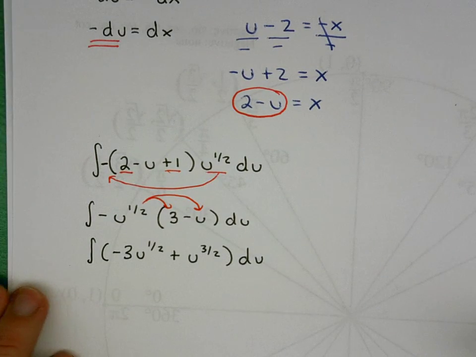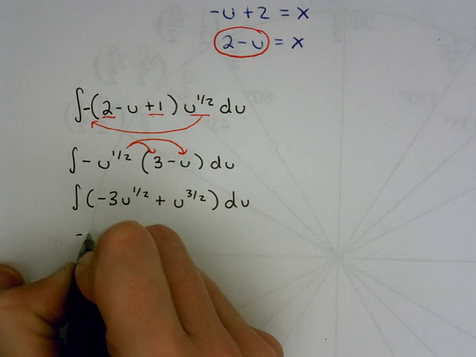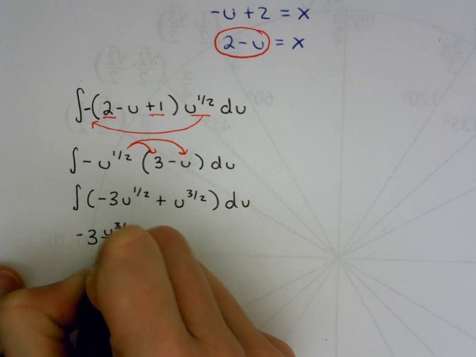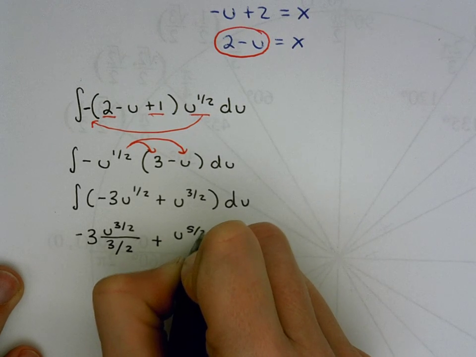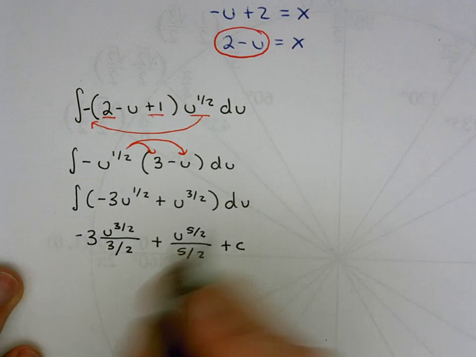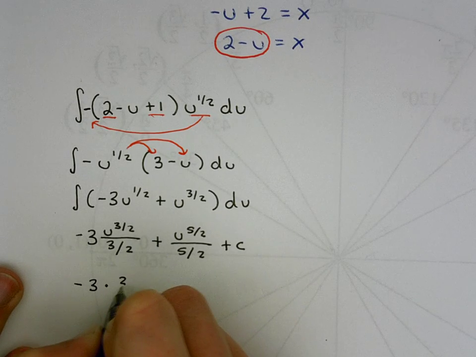So now we're in power rule. So we can add 1 to the exponent, divide by the new exponent. So add 1, divide by 3/2. Add 1, divide by 3/2 plus c. And then one more time. Dividing by a fraction is the same thing as multiplying by its reciprocal.